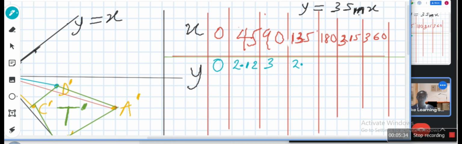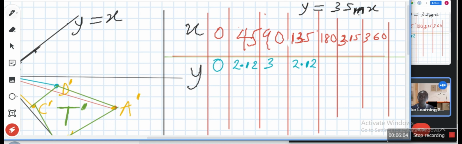Another 2.12 again is possible. Some of them are repeated. That's what we call periodic graphs. By the way, sometimes the table is given for you to just fill up, so you don't have to decide whether to use 0, 45, 90, 135, 180, 350. They would have been provided, or they will even write some and ask you to complete the rest. So the next one is when x is 180, so you just do 3 sine 180.